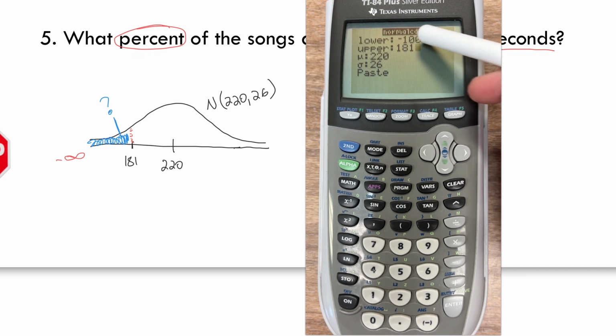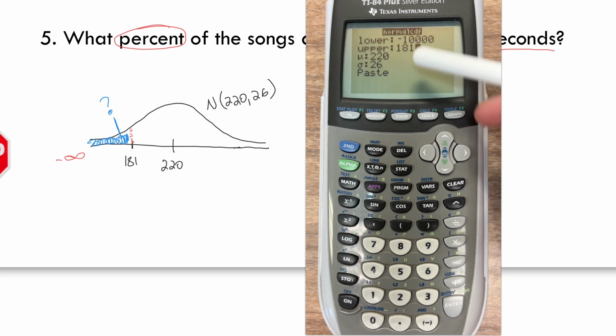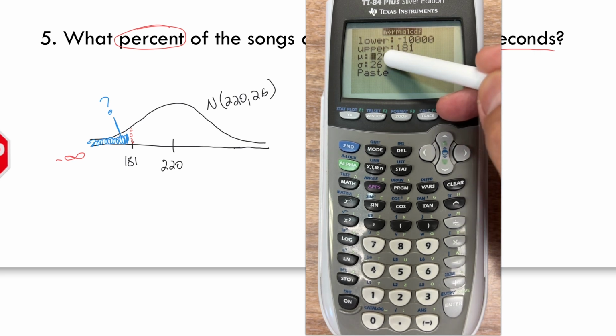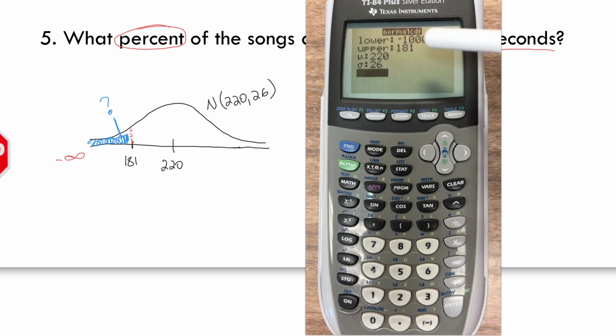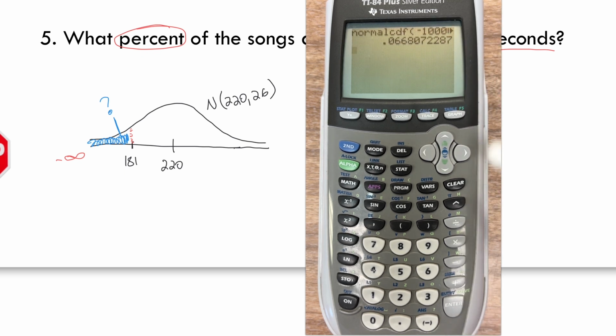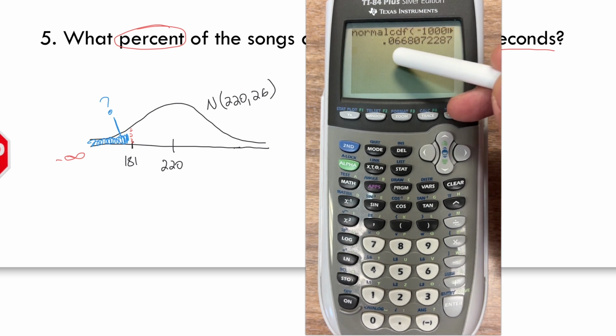We want the area from negative 10,000 all the way to 181. The mean is 220 seconds. Standard deviation is 26. That's going to give you the area from this lower bound to this upper bound, which means less than 181. And my proportion is 0.0668, and you round to 4 decimal places. So we stay at 0.0668.